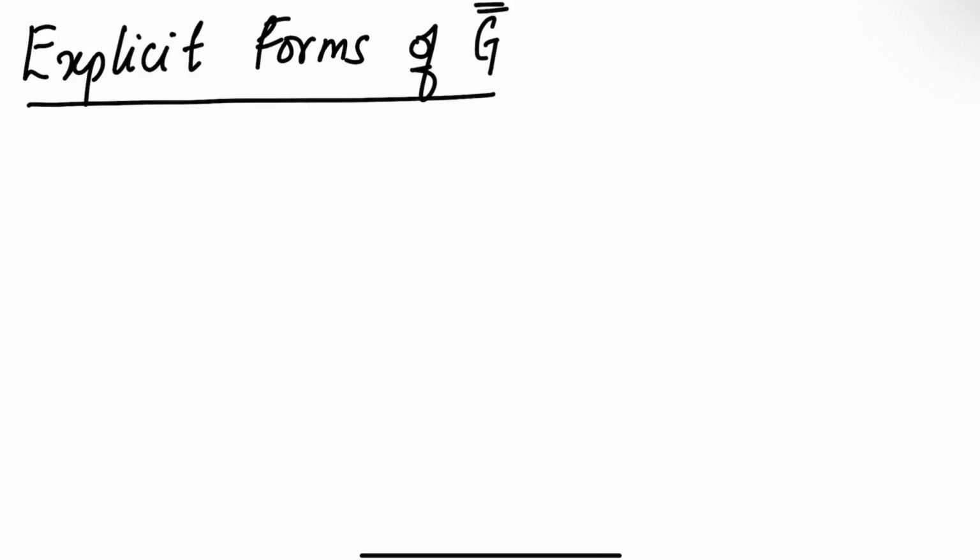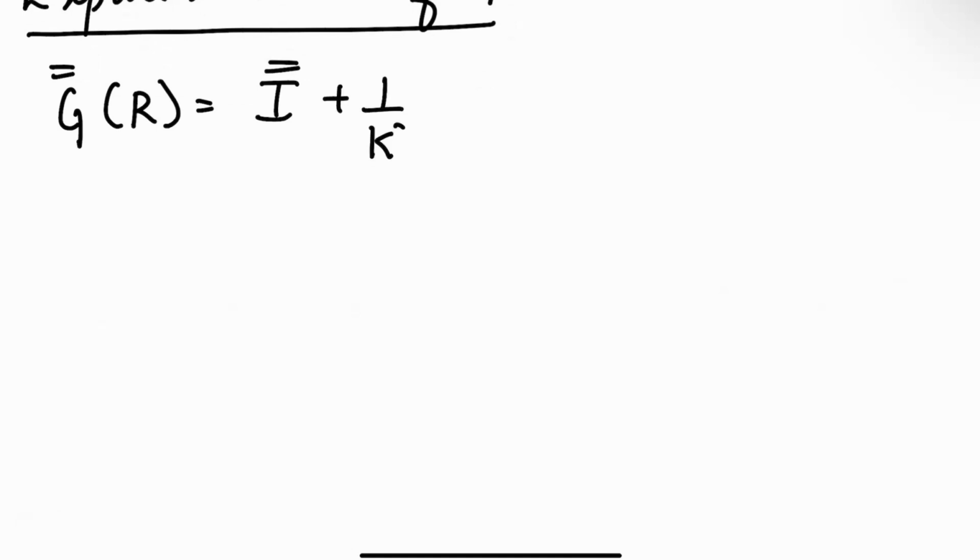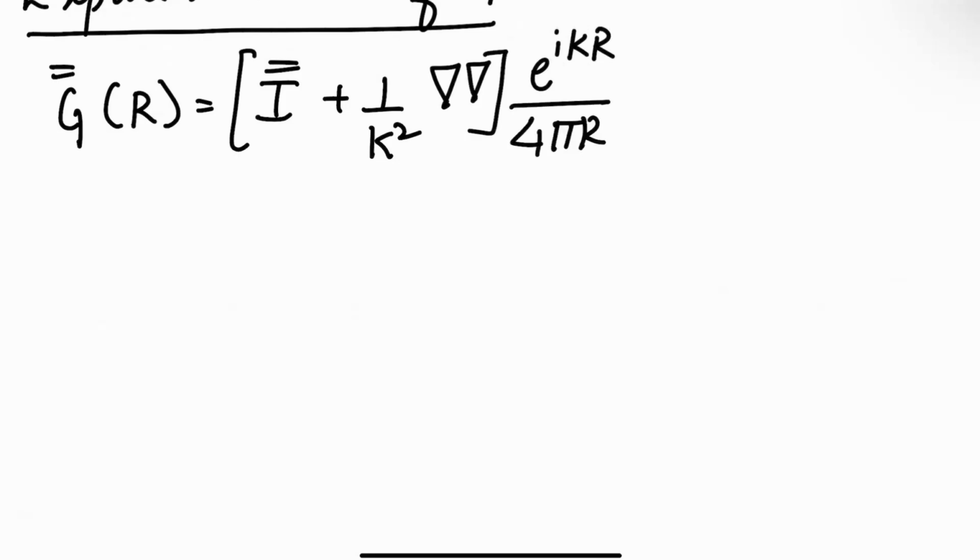So explicit forms of G. Okay, so this is just basically some calculus, nothing complicated. So we have G of R, capital R, is (I plus 1 over k squared del del) e to the ikr over 4 pi r, where r is nothing but the modulus of R minus R prime.